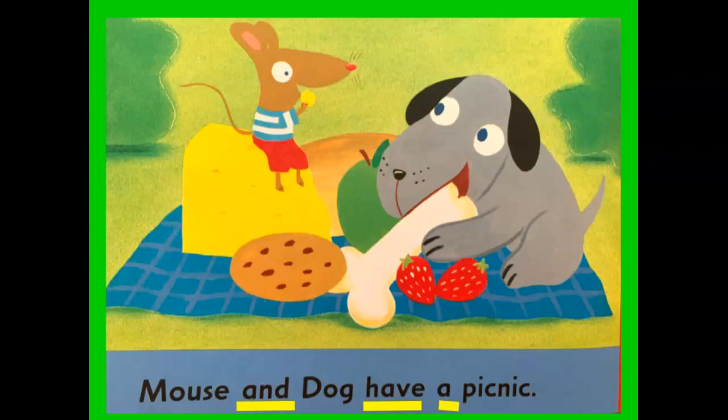Okay, super readers, bring all the powers you know to help you read this page. Activate pointer, picture, sound, and snap word powers. I've underlined the snap words for you. Go ahead. All right, let's read it now together. Mouse and dog have a, did you figure out this tricky word at the end? Maybe you used the picture to find out it was picnic. Mouse and dog have a picnic.